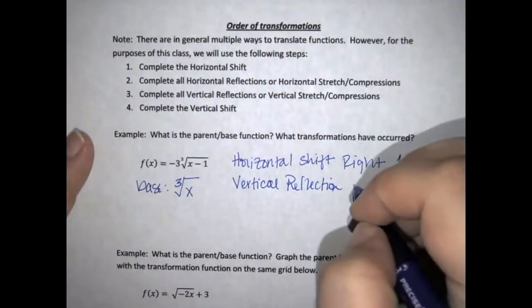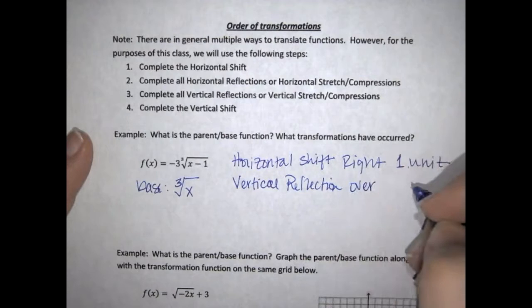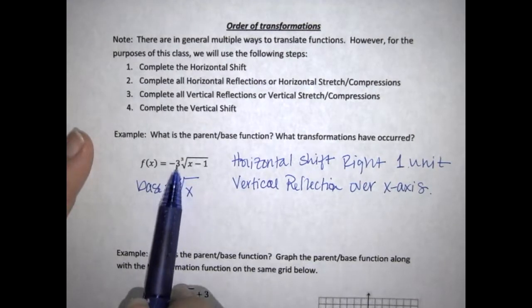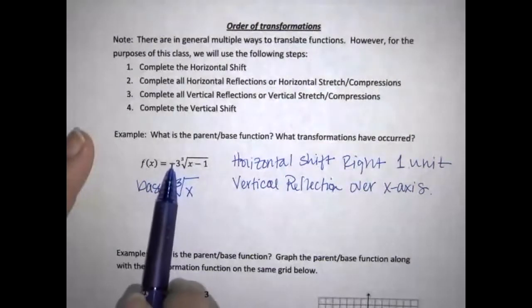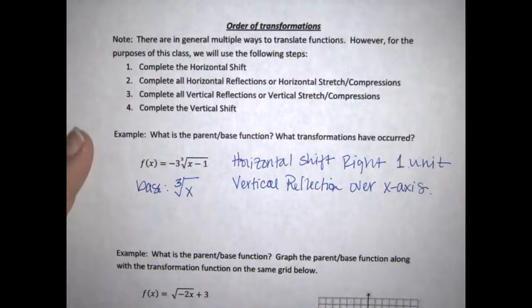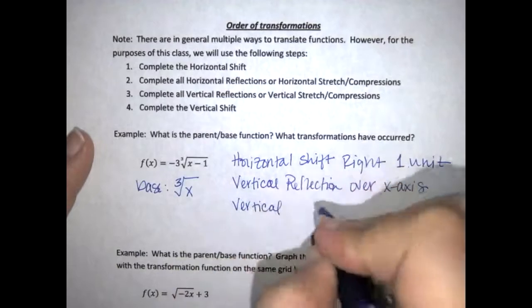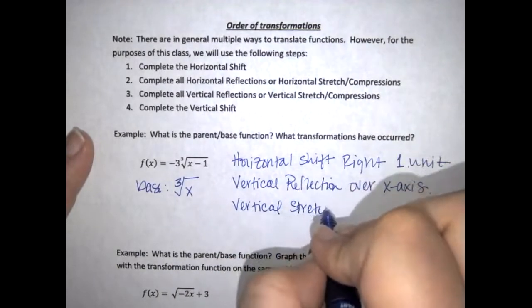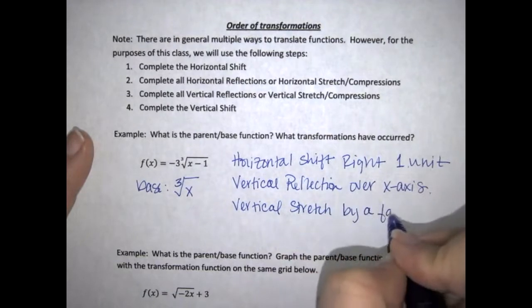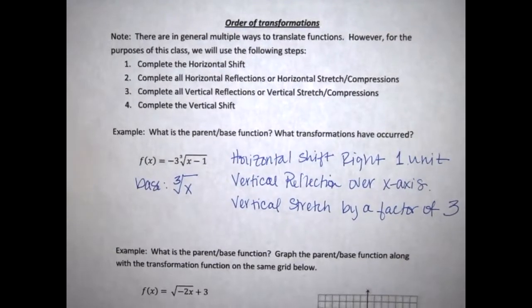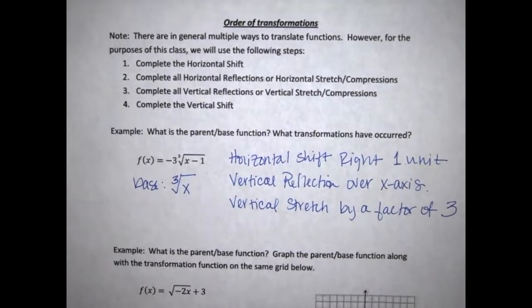And so here we're going to vertically reflect, and we're going to reflect over the x-axis. And then we also have a stretch or compress. So here we've got a whole number on the outside of my function. So remember, a whole number on the outside means that we have a vertical stretch, and this is going to be by a factor of 3. Okay. Now there is nothing else for us to do, and so that would be the transformation that has occurred.